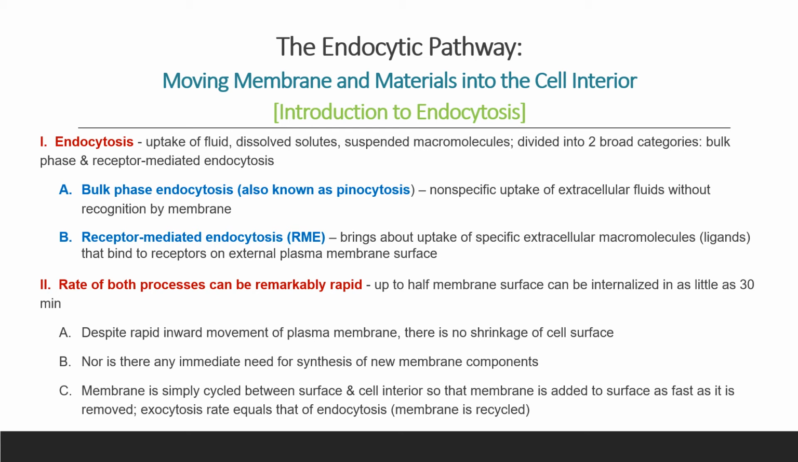So the rate of both processes can be remarkably rapid. It can take up to half of the membrane surface, which can be internalized in as little as 30 minutes. Despite the rapid inward movement of plasma membrane, there is no shrinkage of the cell surface, nor is there any immediate need for synthesis of new membrane components. Membrane is simply cycled between the surface and cell interior, so that membrane is added to the surface as fast as it is removed, and the exocytosis rate equals that of endocytosis. So remember that the membrane is always being recycled.